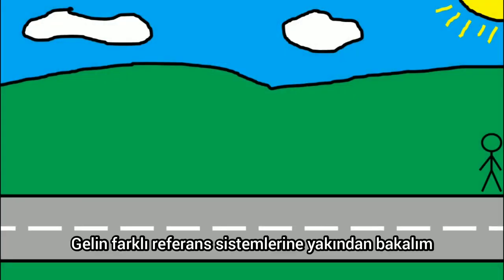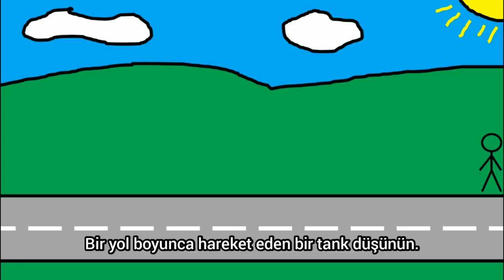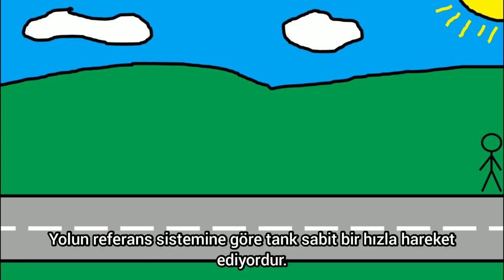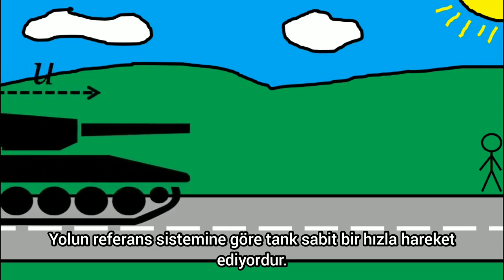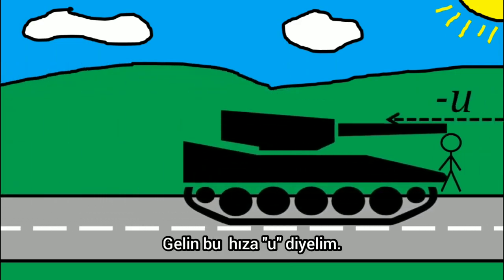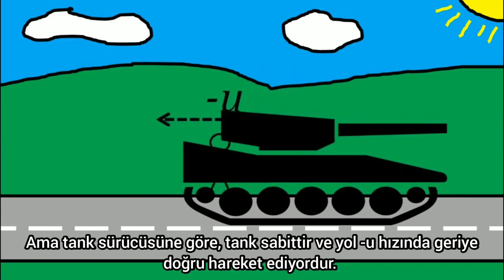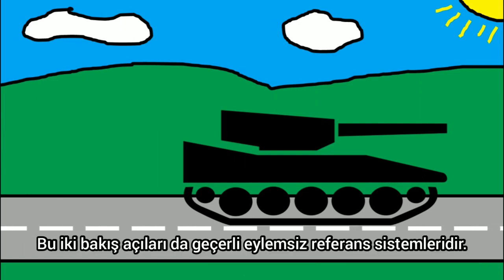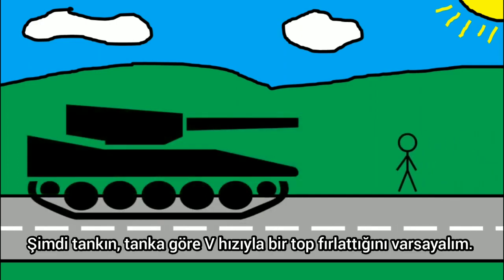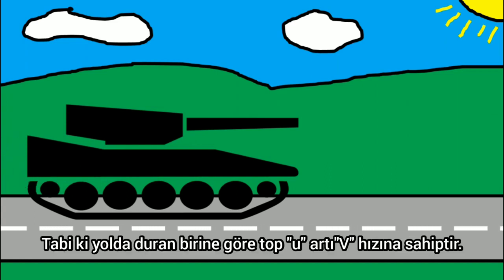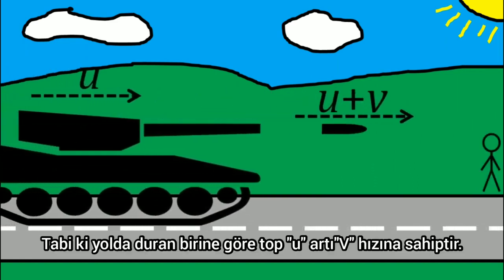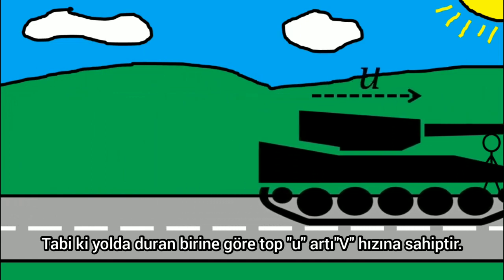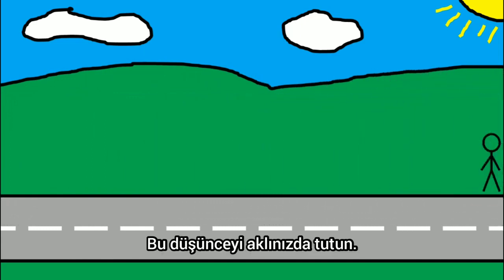Let's take a closer look at different frames of reference. Imagine a tank driving along a road. From the frame of reference of the road, the tank is moving with a constant velocity. Let's call it u. However, for the tank driver, the tank is stationary and the road is moving backwards with velocity minus u. Both of these points of view are valid inertial frames. Now suppose the tank fires a shell with velocity v relative to the tank. Of course, to someone standing by the road, the shell appears to have velocity u plus v. Keep this thought in mind.